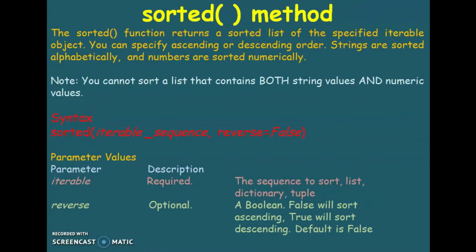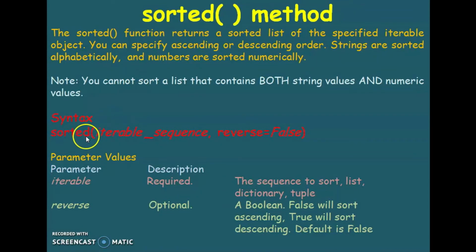The next one, sorted method. The sorted function returns a sorted list of the specified iterable object. We can specify ascending or descending order. Strings are sorted alphabetically and numbers are sorted numerically. We cannot sort a list that contains both string values and numeric values. That is very important. We cannot sort a list that contains both string values and numeric values.